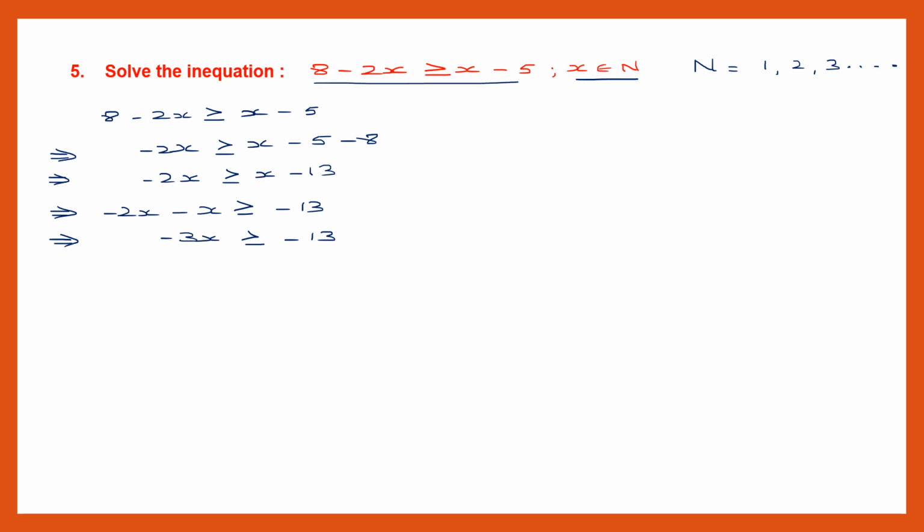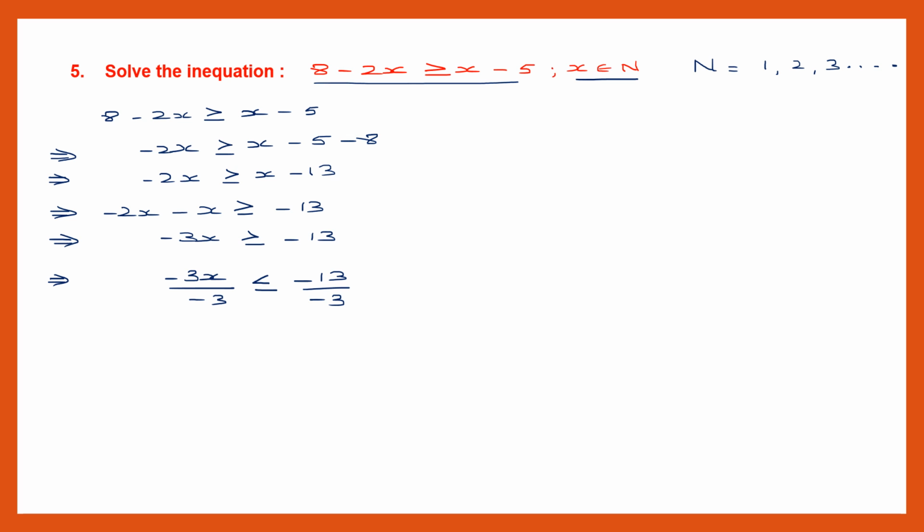So in our next step, we're going to divide. So here we're saying minus 3x divided by minus 3. Similarly, here also minus 13 divided by minus 3. When you divide by a negative number, remember your inequality sign will get reversed. So greater than will now become lesser than. So it is less than or equal to.